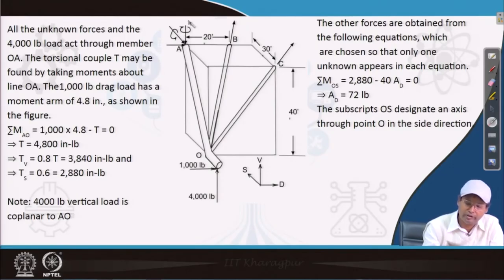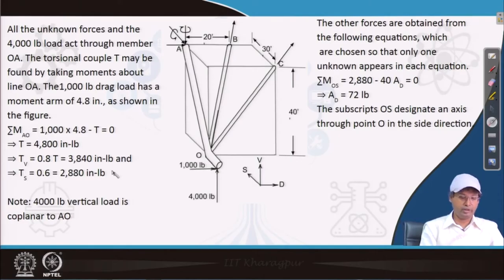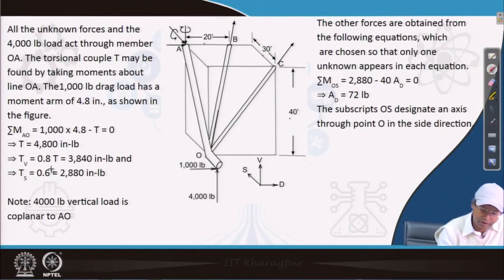No component of A is coming there, no component of the 4000 pound load, no component of B, no component of C. So easily we can find out 1000 cross 4.8, this way it is acting, is the contribution to the torsional moment, and that equals 4800 inch pound. And as we have already found the components of TV and TS, TV is 0.8, which equals 3840 inch pound, and TS is equal to, again there is a typographical mistake, please excuse me, this is T, may be written more precisely if I can.